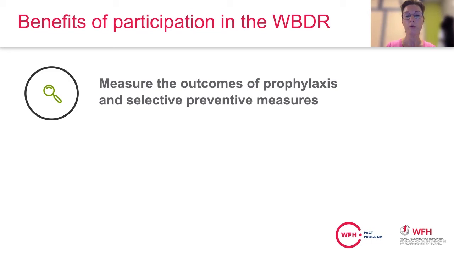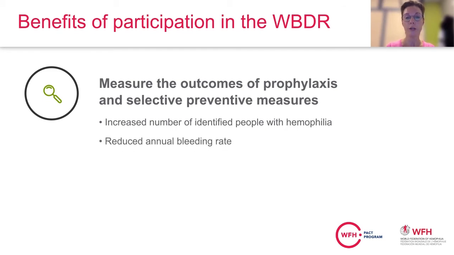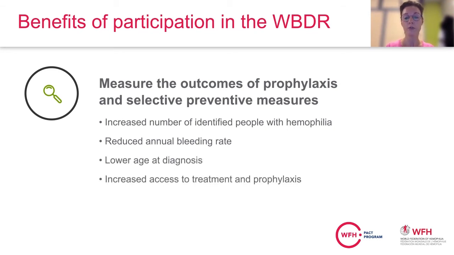And we could really measure this by an increased number of identified people with hemophilia, a reduction in the annual bleeding rate, a lowering in the age of diagnosis, an increased access to treatment and prophylaxis, more data on inhibitors, and fewer target joints, at least in children.